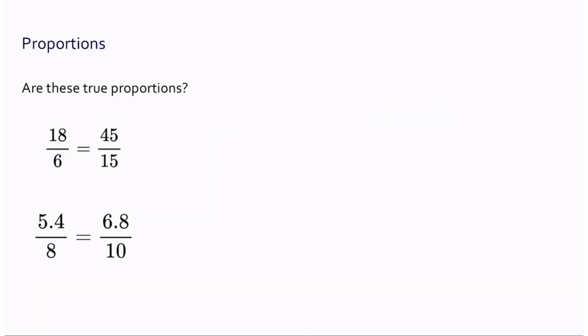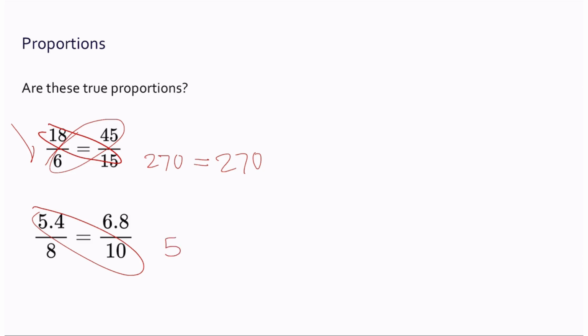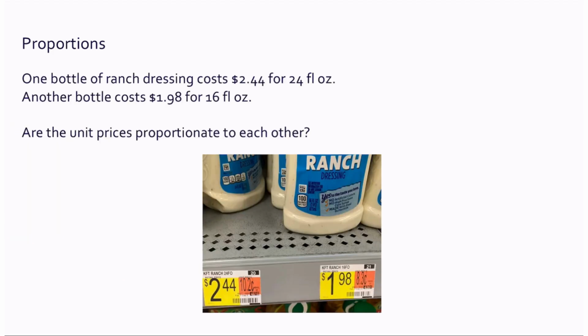All right, what about these? I'm not comparing any things, just numbers. Pause this video and work through these. All right, so I've got 18 times 15 is going to give me 270. And then I've got 6 times 45 is also 270. So yes. All right, here I've got 5.4 times 10 is 54. And 8 times 6.8 is 54.4. So they're super close, but they are not the same. So they are not proportionate.